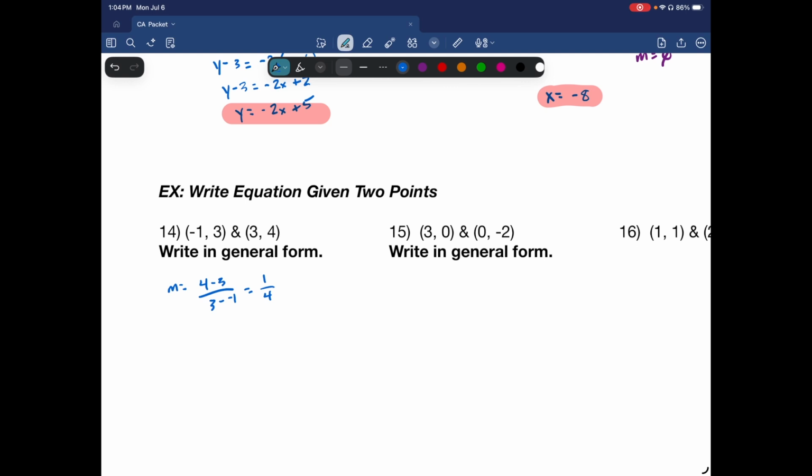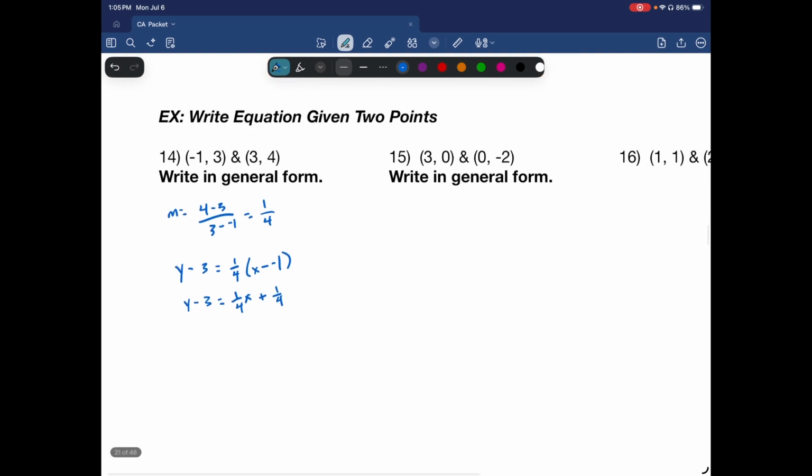My preference is to pick something that will match well with the slope, or I'm going to pick one that keeps my number small, if that's not an option. So I'm going to do y minus 3 equals 1/4 times x minus negative 1. Okay, so I got y minus 3 equals 1/4 x plus 1/4.